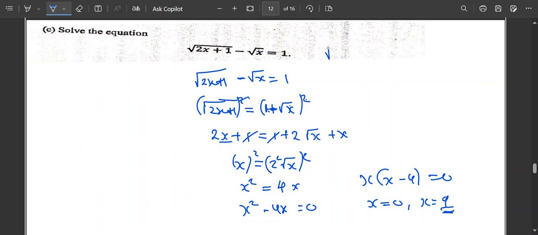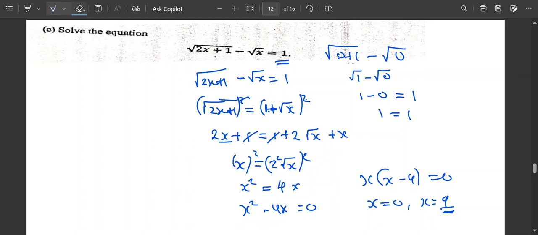So inside there I'll have 0 plus 1 minus, if I put 0 there for x, that will be just there. Inside there will be 1, then minus root 0. Root 0 is 0, so that will be root 1 again is 1, then minus 0 should be equal to 1, and for sure 1 equals 1. Even 4, when you try 4, it will still give you the same result. So that's how you are supposed to solve that one.